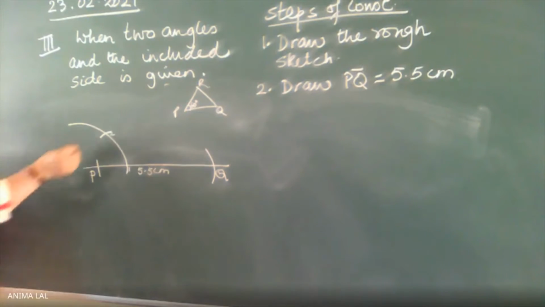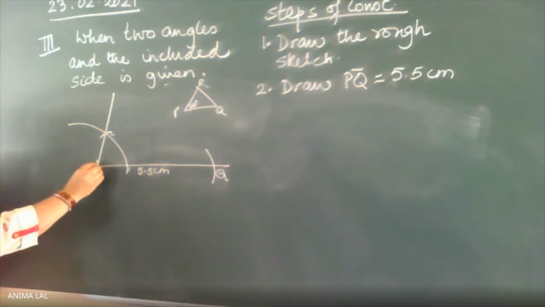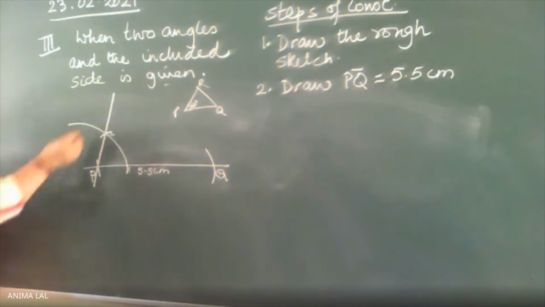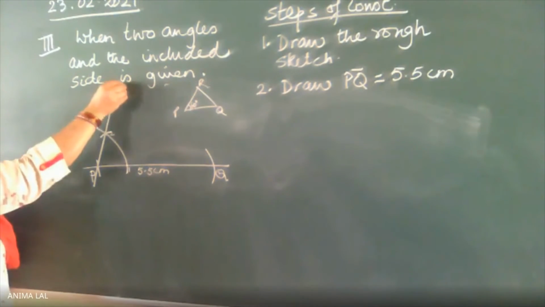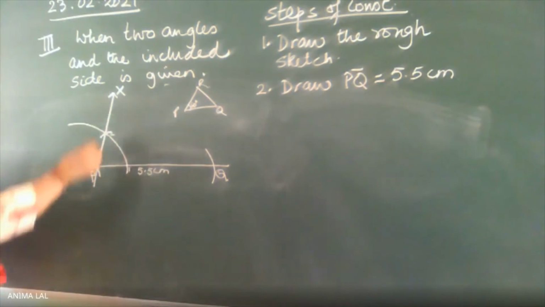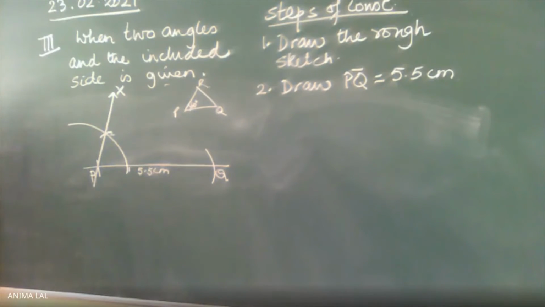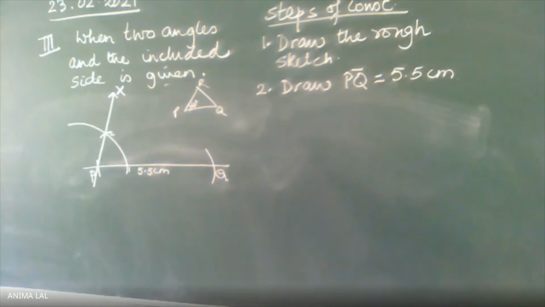Now draw a ray PX passing through P. Make the ray long enough. You can rub it off afterwards. Right now you can make it long. If you cannot see from there, come and sit here.